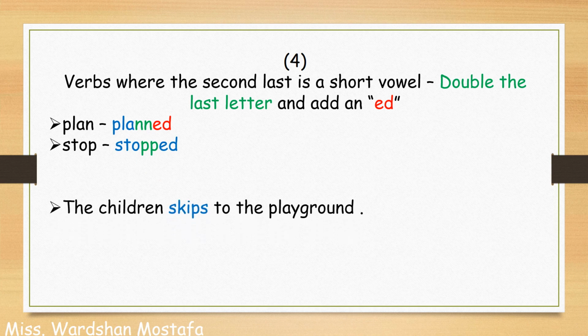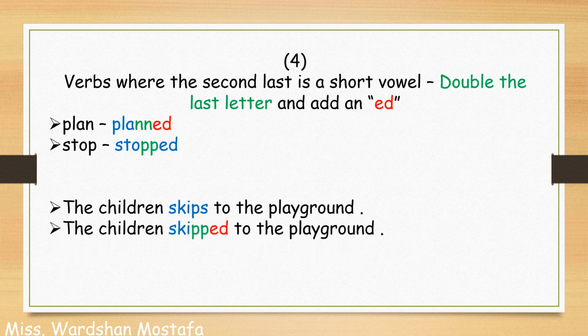The children skip to the playground. The short vowel sound. The children skipped to the playground. So we double the P and add the ED.